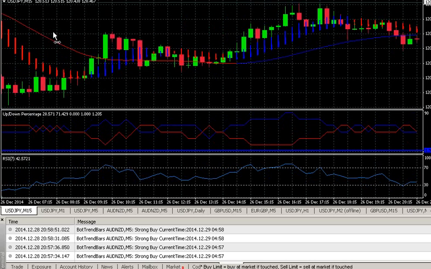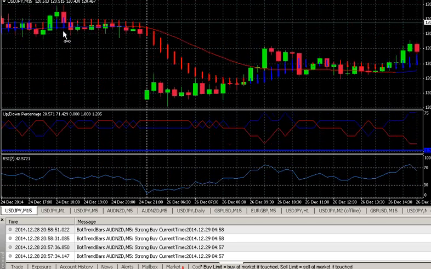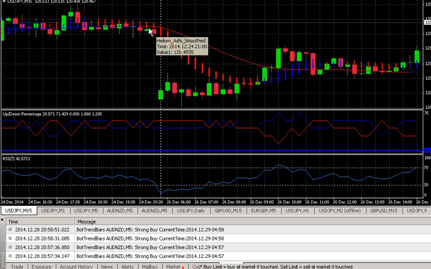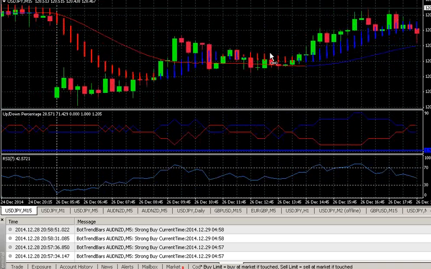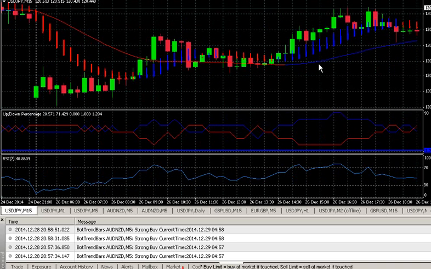Okay, let's just jump right in here. First, let's explain the slope direction. It's just as the name implies. I've got mine colored red for momentum on the downtrend, and blue for momentum on the uptrend.